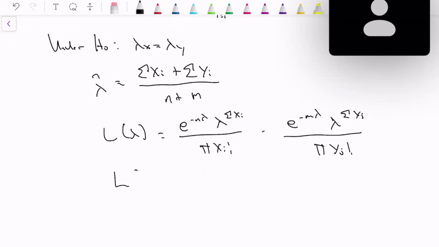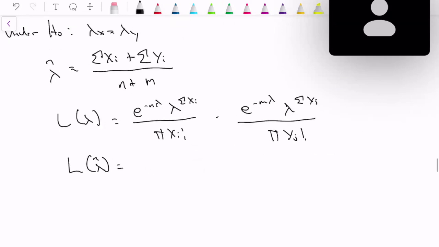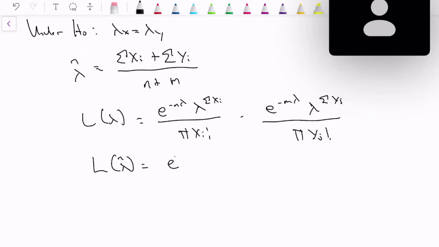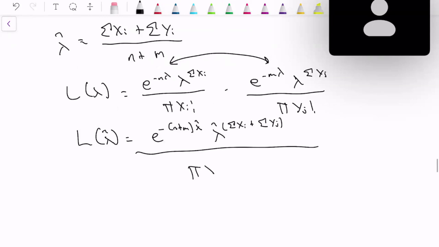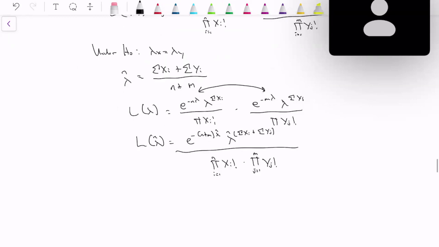Now, if we just plug in the MLE, we're combining these two terms here: e to the negative n plus m lambda hat, to the power of the sum of xi plus the sum of yj, over the product of xi factorial and the product of yj factorial. Oh, sorry, y index. There's the likelihood under the null hypothesis.